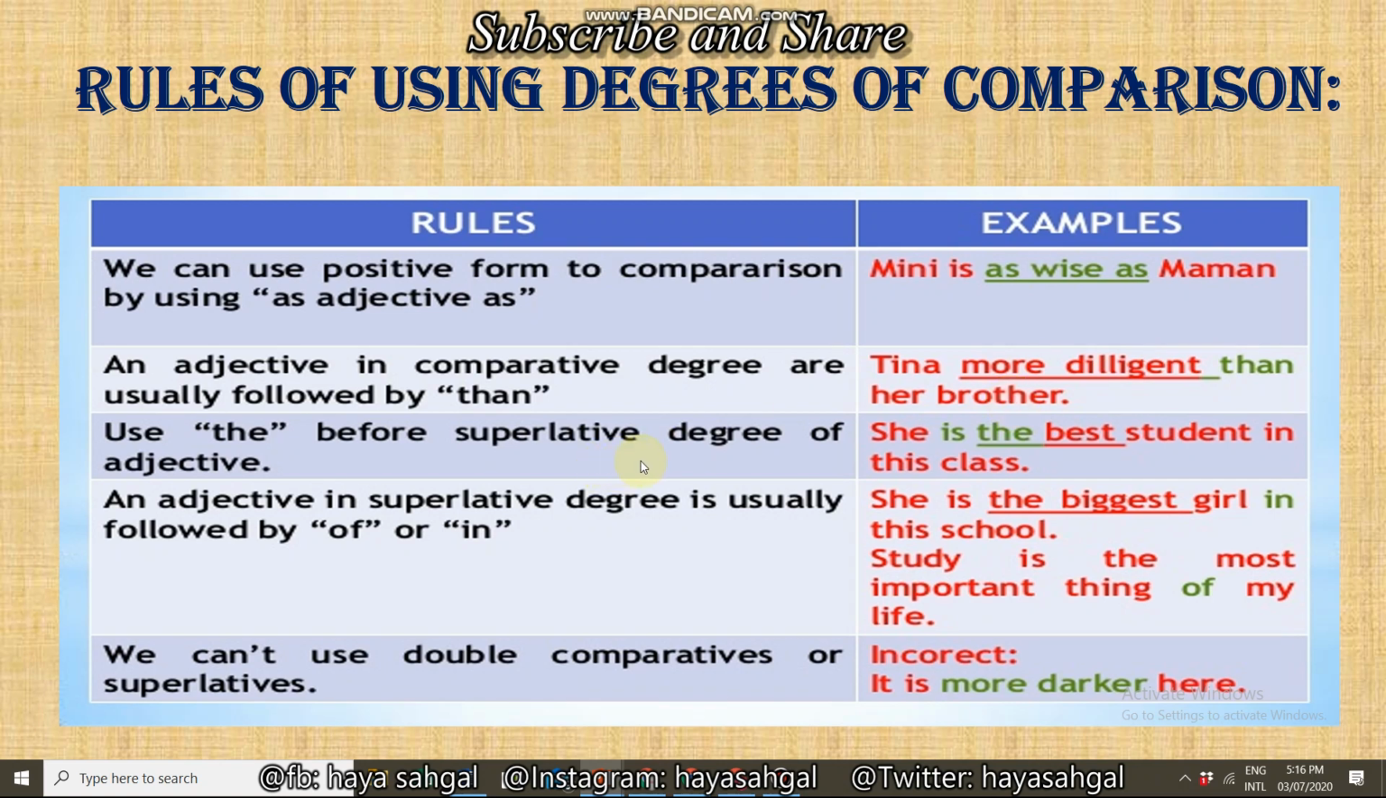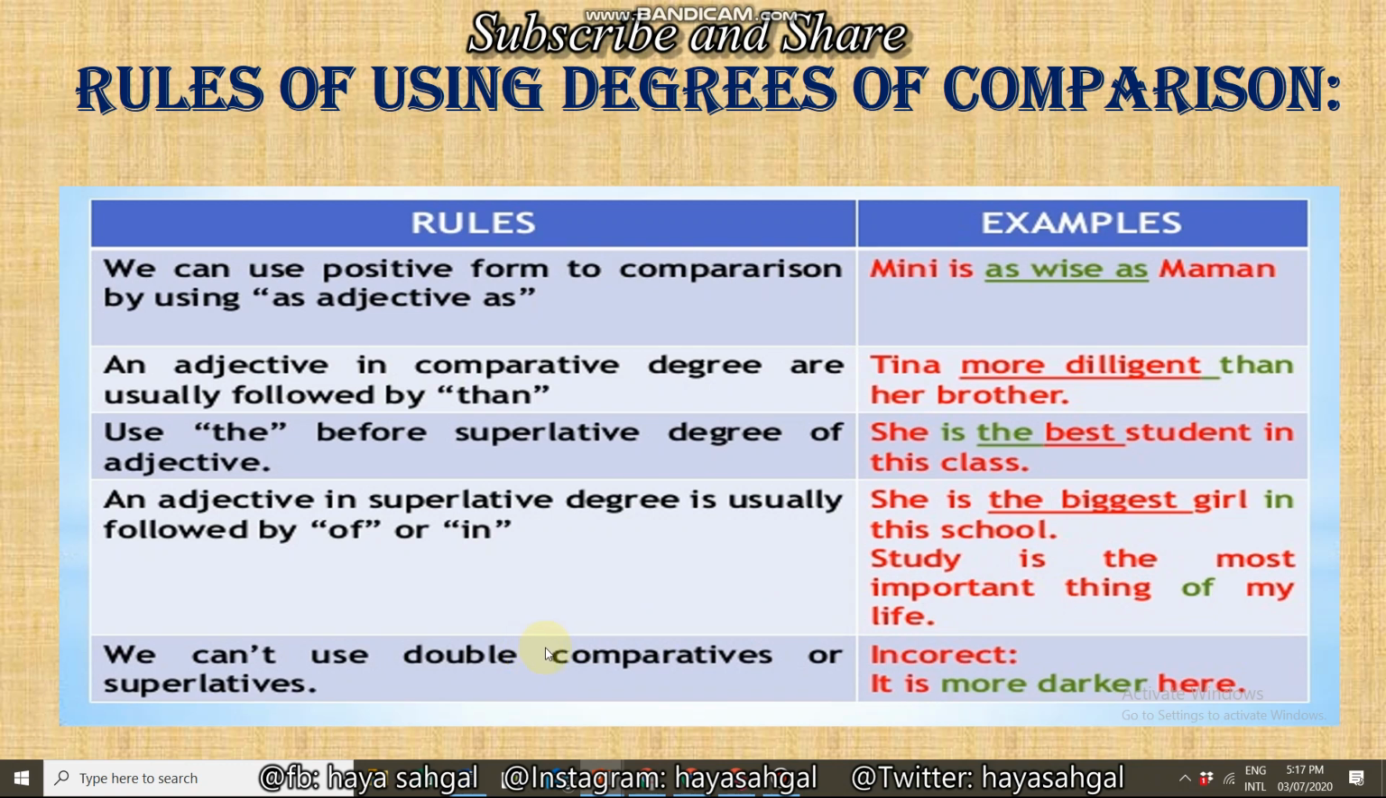Use the before the superlative degree of an adjective. She is the best student in her class. So before best we write the, because before the superlative degree we use the. She is the biggest girl. Here they are saying that after the superlative degree, mostly we use of or in. It is usually, not always. She is the biggest girl in this school. Study is the most important thing of my life.